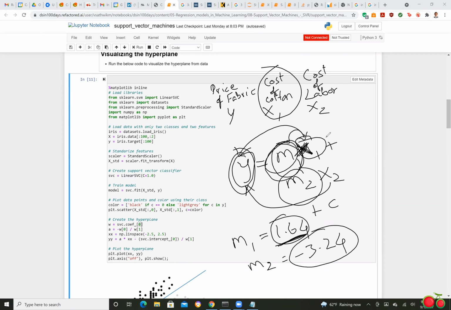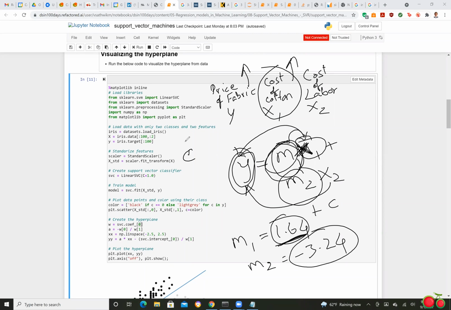Negative influence on the target. Absolutely correct. Perfect. Negative influence, which means what does that actually mean? There is a relationship, right? There is direct proportionality and there is inverse proportionality or inverse relationship. Negative influence is nothing but an inverse relationship. So if it's positive, what happens? If the cost of cotton goes up, my price of fabric also will go up, right?